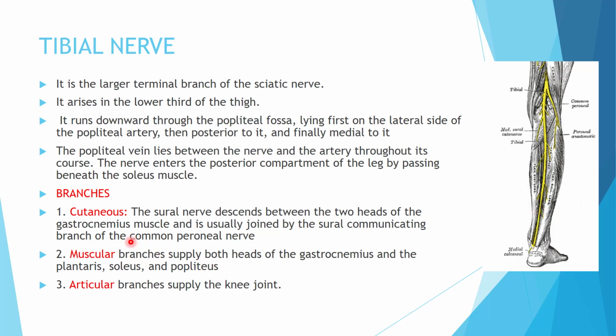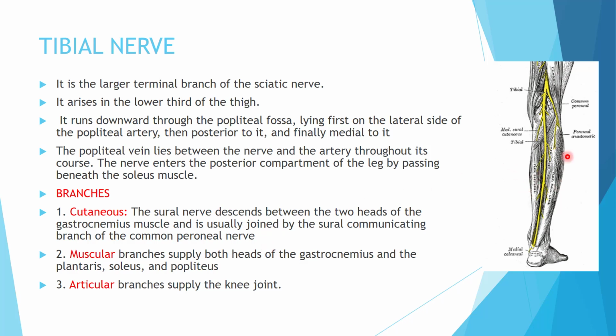That is, we have two nerves. One is common peroneal nerve and one is tibial nerve. Both these nerves will give the sural branch, and these sural branches of the tibial nerve and the common peroneal nerve will be joined together. These are the cutaneous branches.